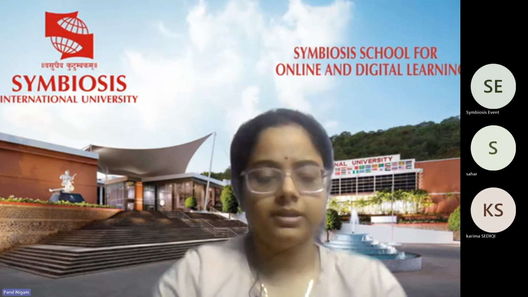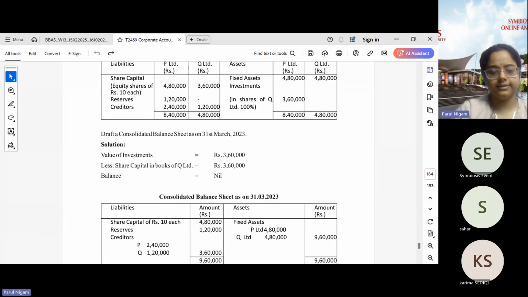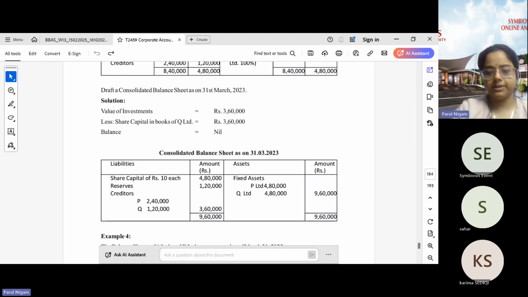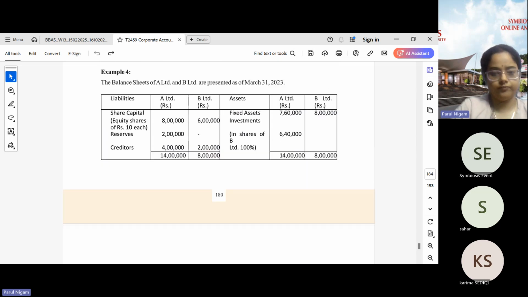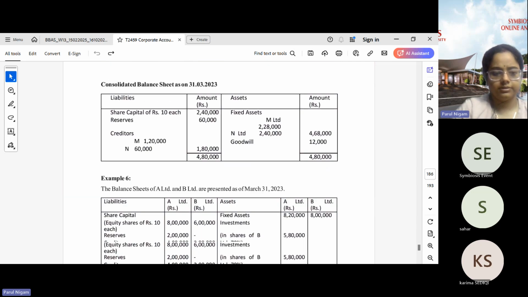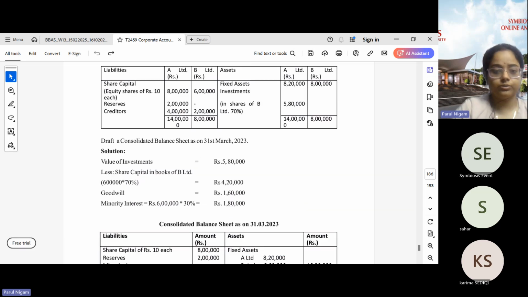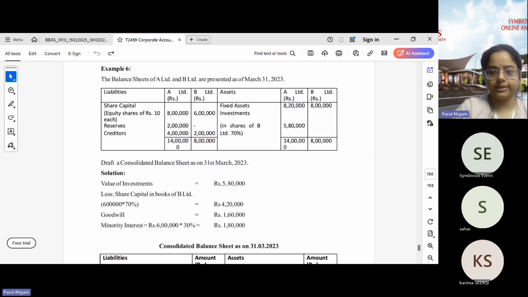Yes. Okay, so you have to record it like this, consolidated balance sheet. You have to prepare a consolidated balance sheet each time. Fine. So there are, I think, 1, 2, 3, 4, 5, 6 questions. So you just try to solve these questions. Let's do this question, this last one. The balance sheets of A Limited and B Limited are presented as of March 31st, 23, and you have to draft a consolidated balance sheet.